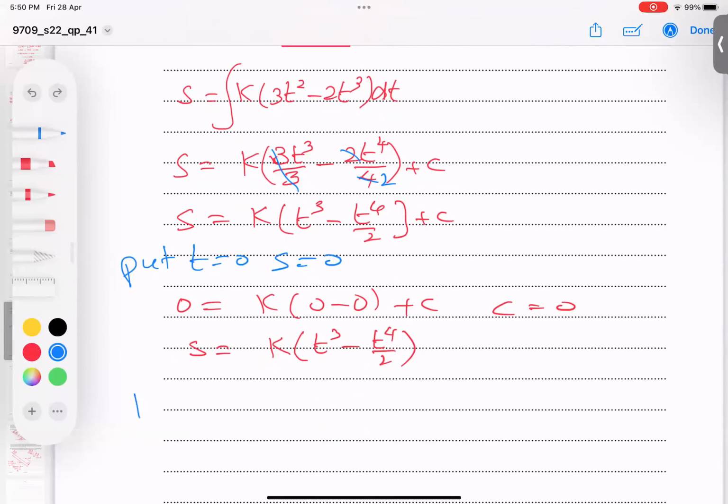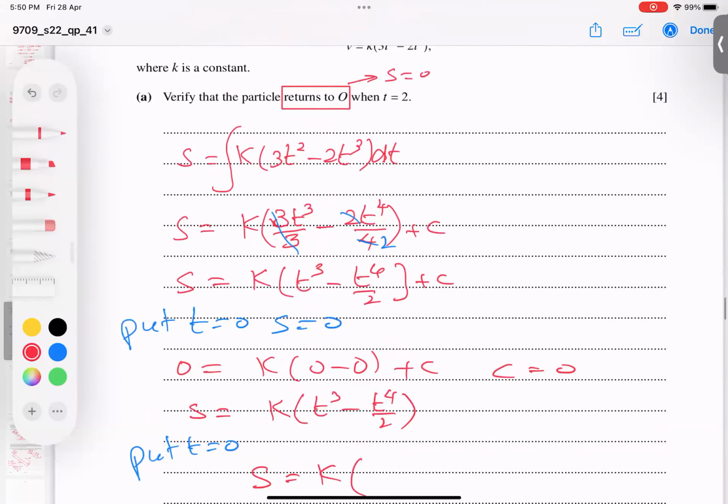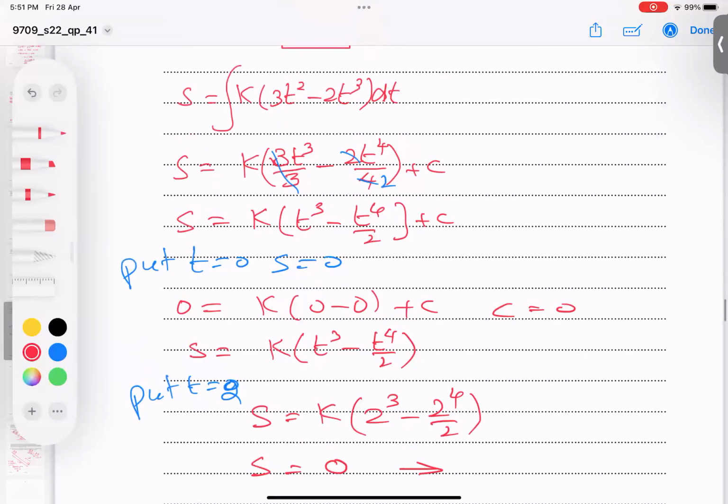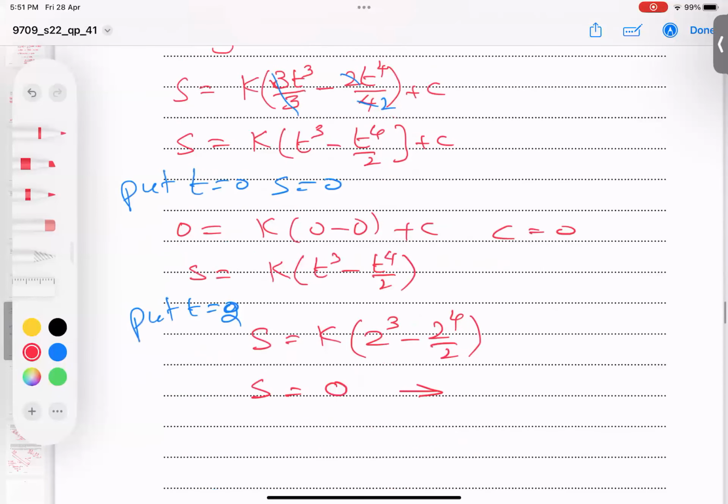But he said to verify that when time is 2, I will get displacement 0. So let's put time 2 now. I must get 0. Sorry, the time is 2, not 0. So 2 to the power 3 minus 2 to the power 4 over 2, and ultimately you can see that it becomes 0. So proved: the particle P returns to O, the observer, at time equal to 2.